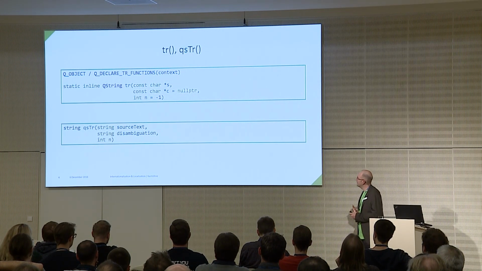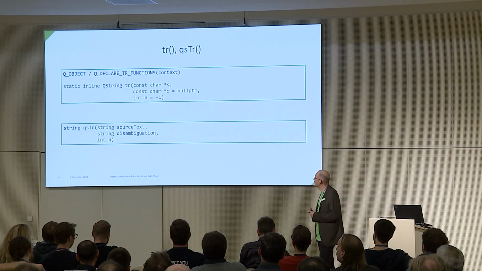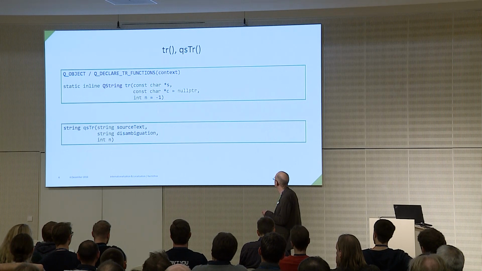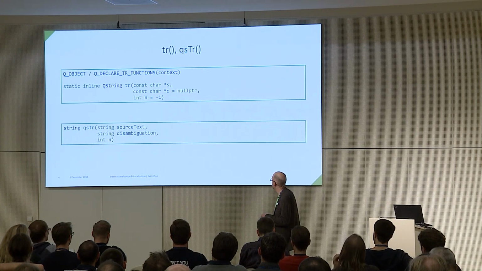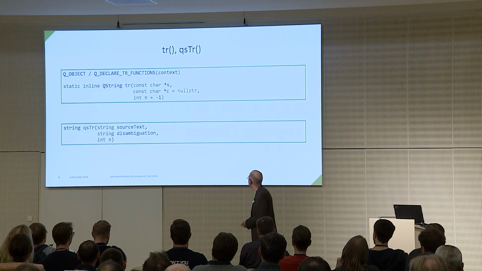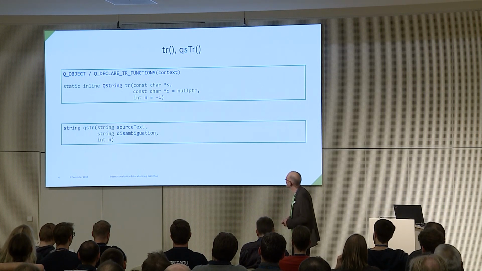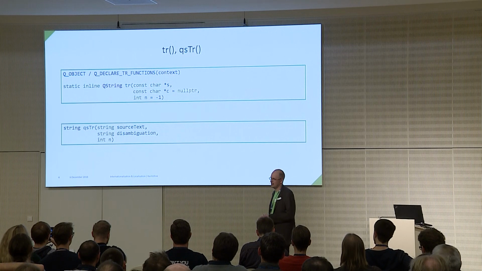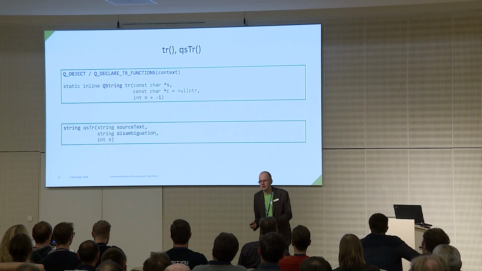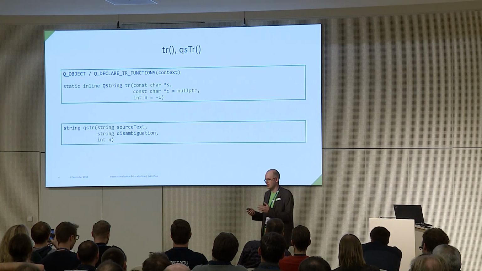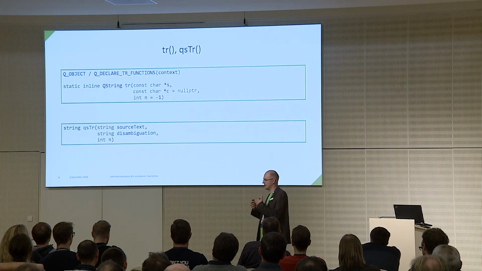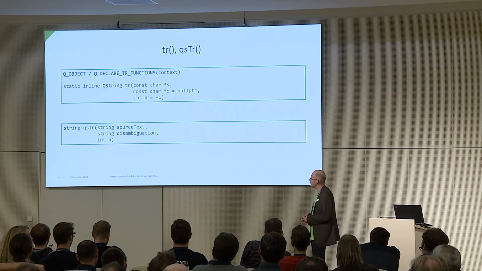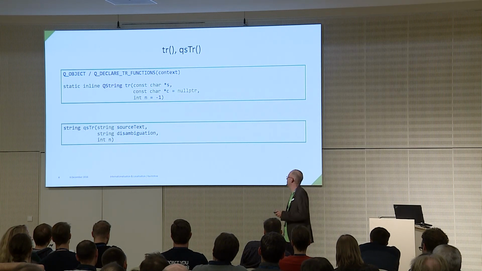Now, okay, we've been talking about context. There are more arguments that you can pass. One is disambiguation, which is just a string for exactly that use case. Even within the same context, you might have strings where you want to give the translator the opportunity to translate in two different ways. So that's sometimes used, albeit not that often.